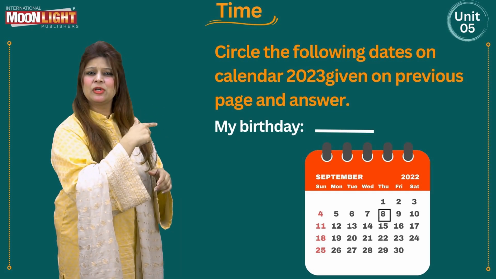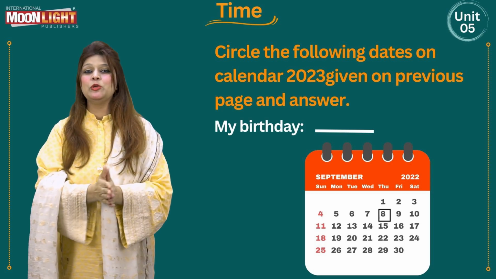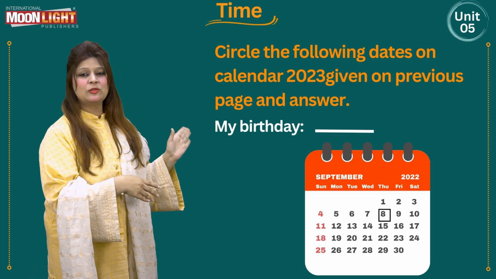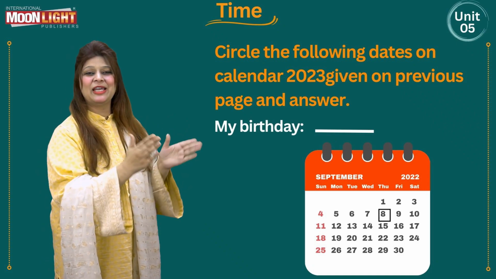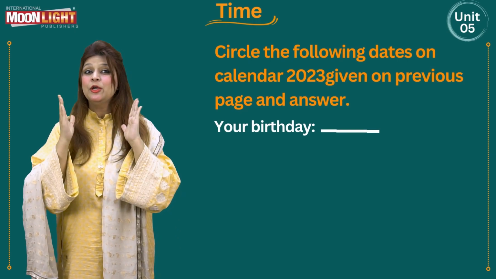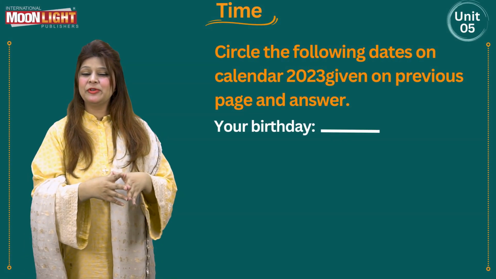You can circle it or make a square, depending upon you. You just need to highlight it, meaning that this one is 8th September. I have done it, but you don't need to write my date of birth here. You are going to write your own date of birth.